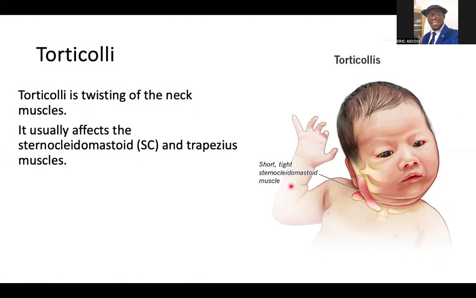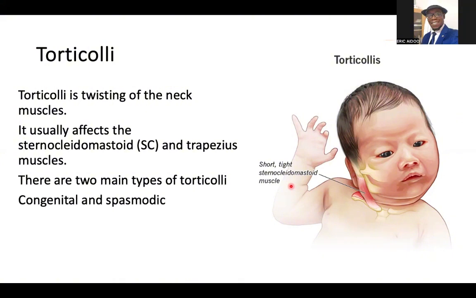And then usually it affects the fibers of the muscle. It can get torn, and this can affect the neonate. So there are two main types of torticollis. These are the congenital and then the spasmodic.